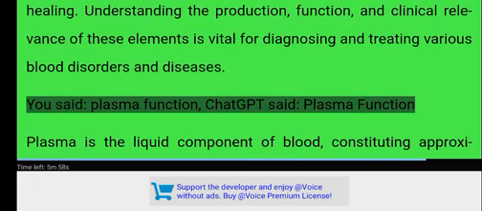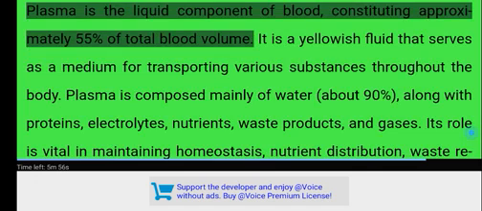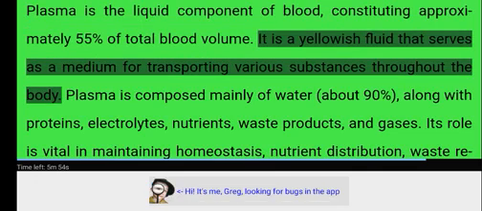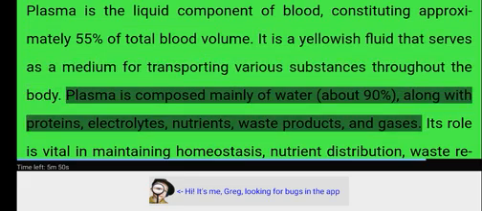Plasma function. Plasma is the liquid component of blood, constituting approximately 55% of total blood volume. It is a yellowish fluid that serves as a medium for transporting various substances throughout the body. Plasma is composed mainly of water, about 90%, along with proteins, electrolytes, nutrients, waste products, and gases.